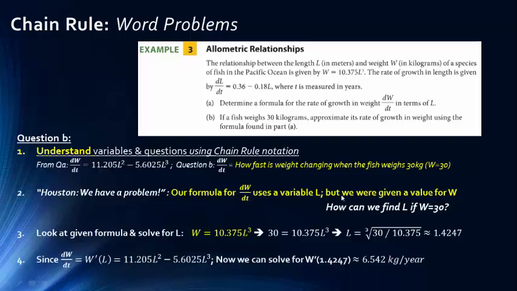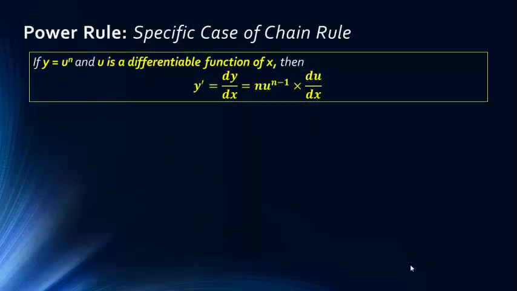All right, once we have that, then we simply go back and plug it into our derivative that we found in part A. And we get that the fish weighs, or excuse me, not the fish weighs, it's changing at 6.542 kilograms per year. Okay? And we know that it's kilograms because that's what the weight was given to us in, and we know that t is measured in years. So it's important that you understand how to find the units as well. Okay?